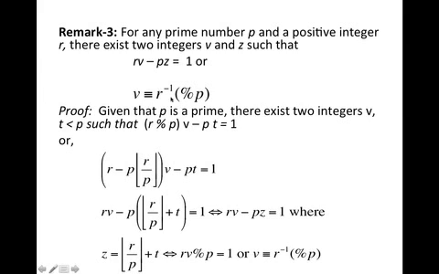So the proof of this proceeds like this. Given that p is a prime, there must exist two integers v and t, such that (r mod p) times v minus pt is equal to 1. What this is really telling us is that this r mod p is that number which is congruent to r, but represented as a number between 0 and p minus 1. There must be such a number. One of these numbers between 0 and p minus 1 must be that number.